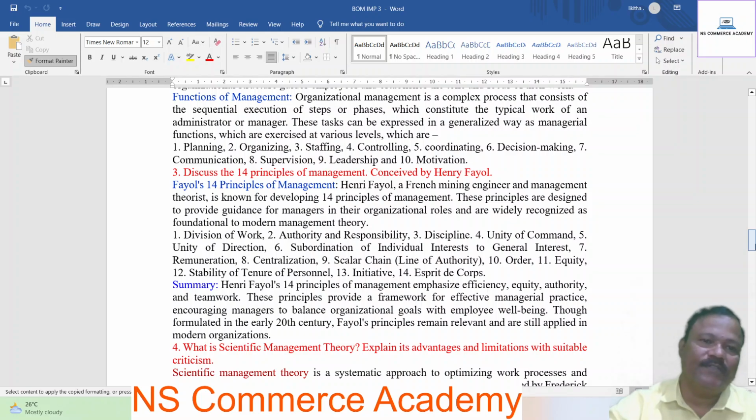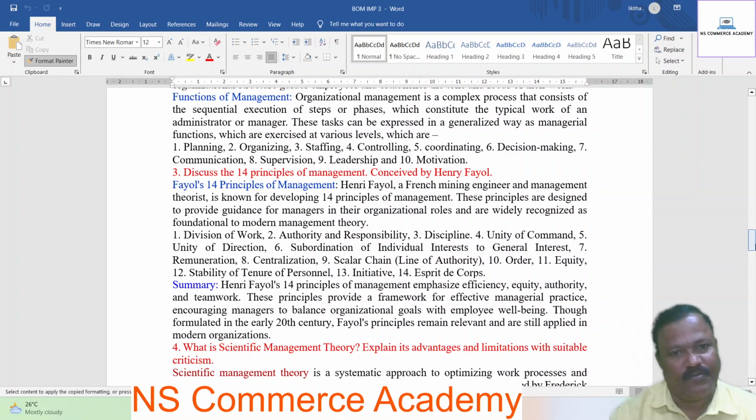Okay. So, here also, the introduction carries 2 marks and the remaining 10 marks are for the principles. The minimum is 10, but you should write all 14 principles. Henri Fayol was a French mining engineer and management theorist. He is known for developing 14 principles of management. These principles are designed to provide guidance for managers in their organizational roles and are widely recognized as foundational to modern management theory. First one, division of work.